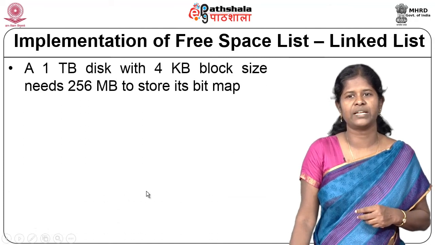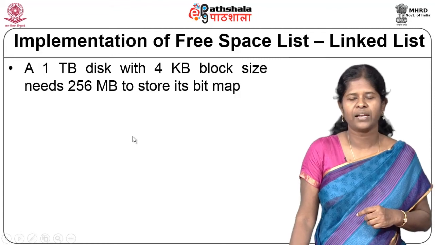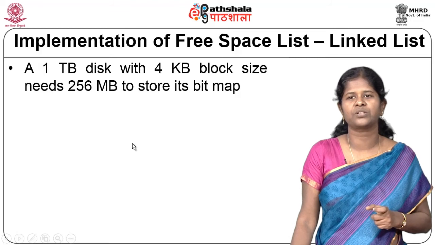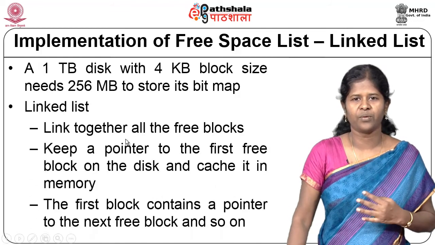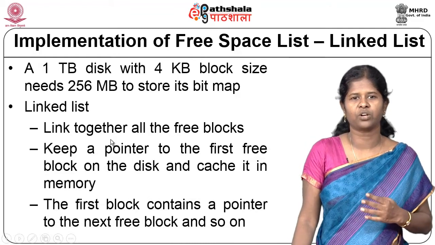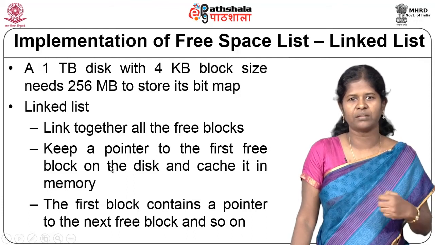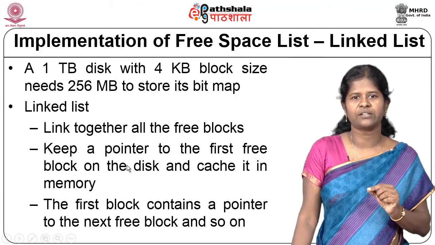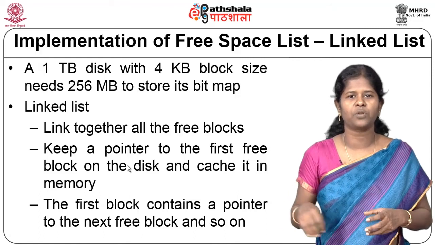And if the size of the disk becomes much larger, say a 1 TB disk with a 4 KB block size, then it will need about 256 MB to store the bitmap. So they try to use a variant of this bitmap, called a linked list, where all the free blocks are linked together. You first maintain a pointer to the first free disk block, and from there you have a pointer to the next free disk block and so on.